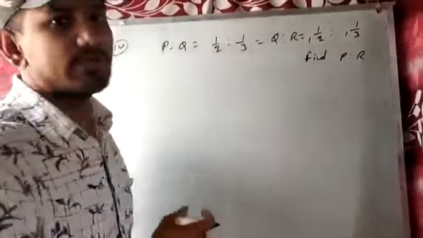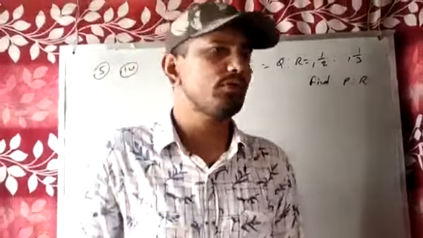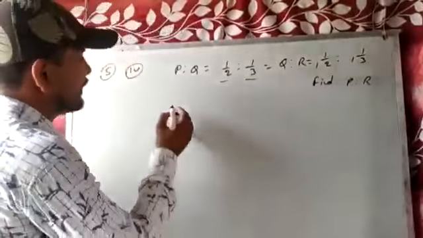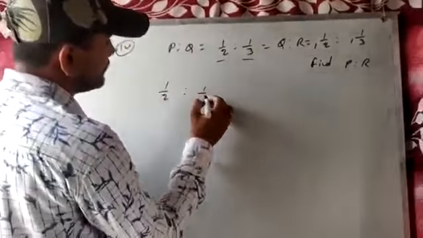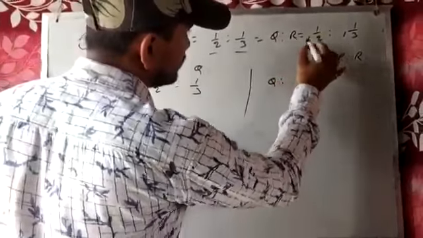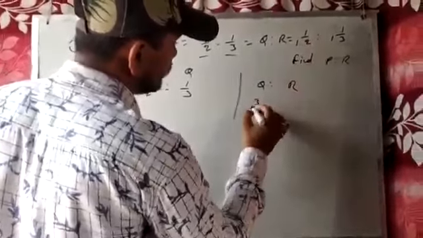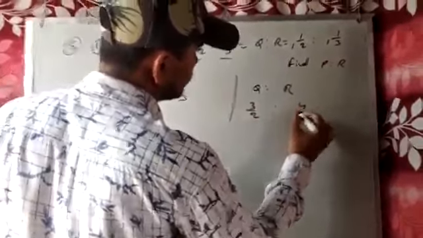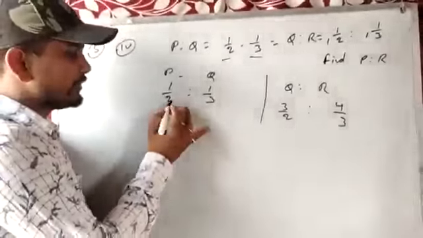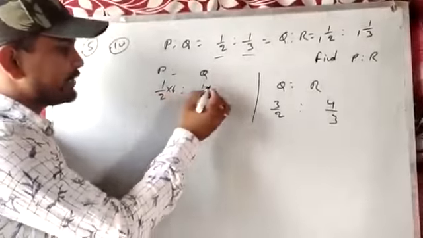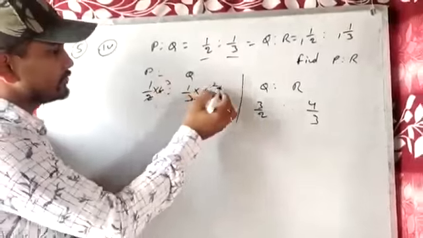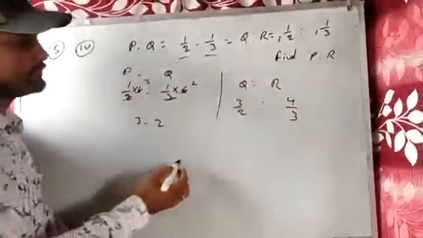So first of all, as you know, this one is in the form of mixed fractions. So now, first of all, you have to solve. I have to write in normal ratio. Then I will write 1 by 2 is to 1 by 3 for P is to Q. And here, Q is to R: 1 complete 1 by 2 is 3 by 2, is to 4 by 3. So as you know, first we will take LCM of denominators. LCM of 2 and 3 is 6. And then I will multiply 6 to each. So we'll get 3 is to 2.